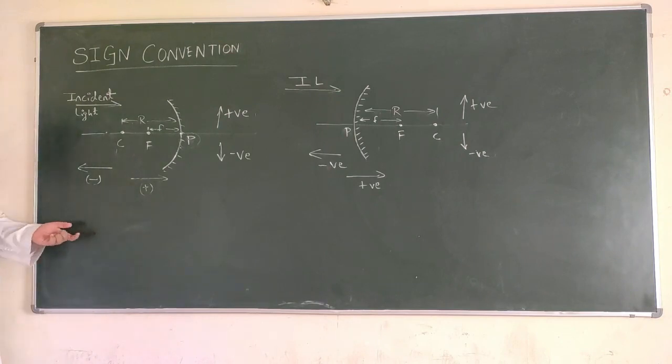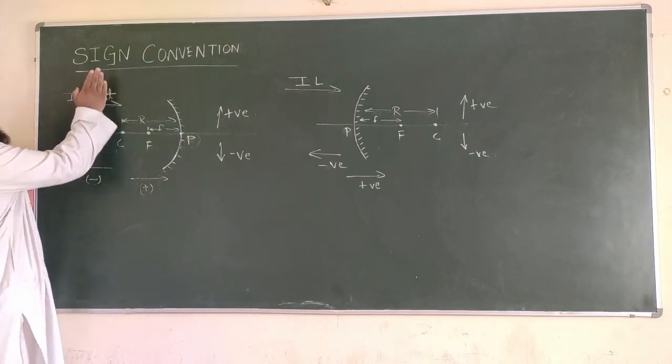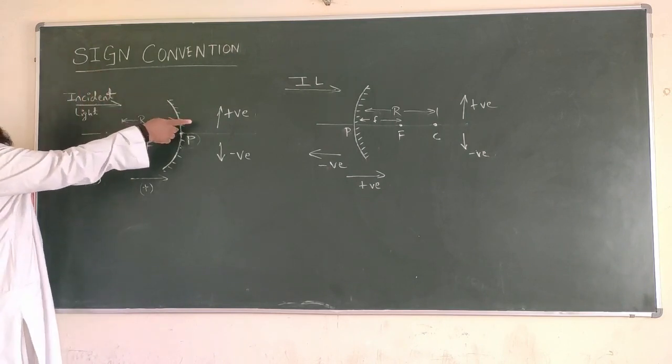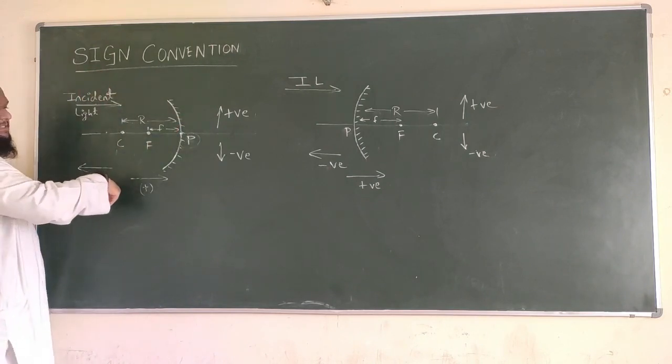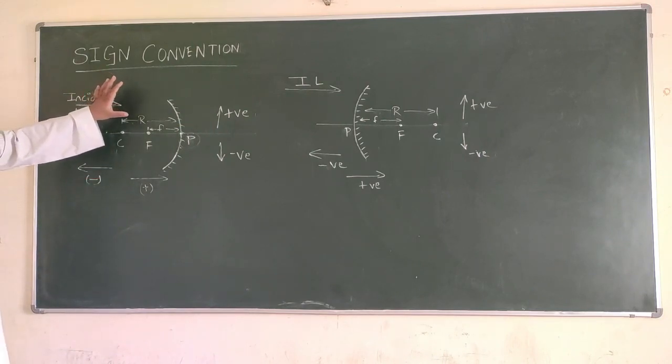It means that was just an example, a numerical one. Anything that is above the principal axis, that will be taken positive. Anything that is below the principal axis, that will be taken negative. So these are the three basic points that you need to remember from the sign convention.